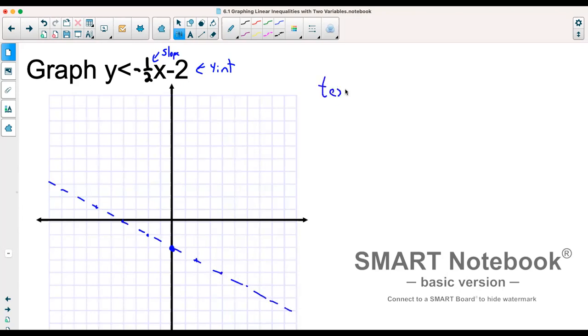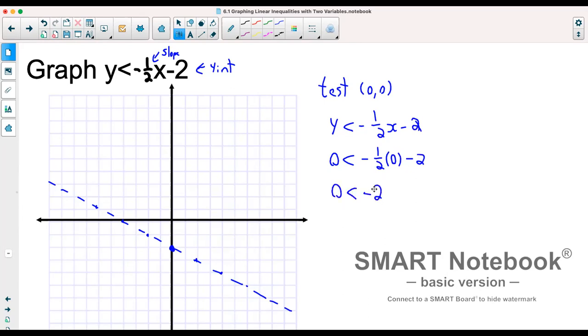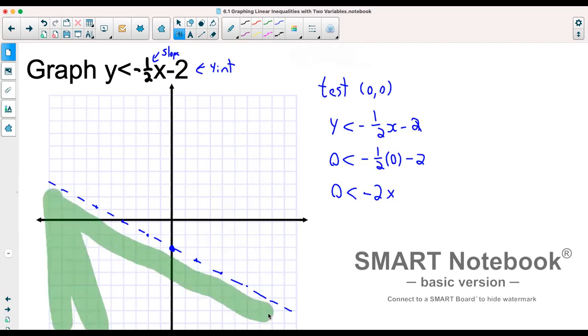And we will do our test point at 0, 0 again, because that makes calculations easy. So we've got y is less than negative 1/2 x minus 2. So we've got 0 is less than negative 1/2 times 0 minus 2. So 0 is less than negative 2. Now that does not make sense. Our test point didn't work out, so we'll shade the other side over here. So once again, every point in our shaded region would be considered to be part of our solution.